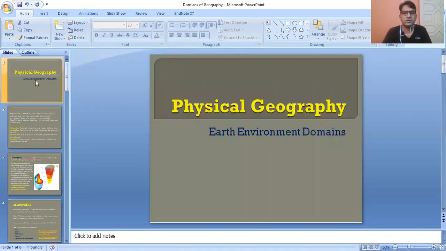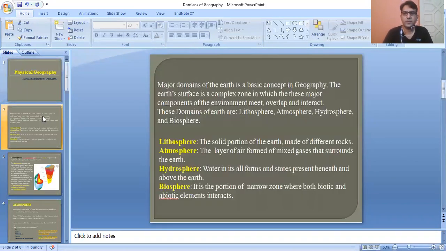So actually, the Earth environment domains are, you can say, geographic domains. These are mostly part of physical geography, or in some ways also part of general geography. This is a big topic. So let's start. The major domains of Earth are a basic concept in geography. The Earth's surface is a complex zone in which these major components of the environment meet, overlap, and interact.